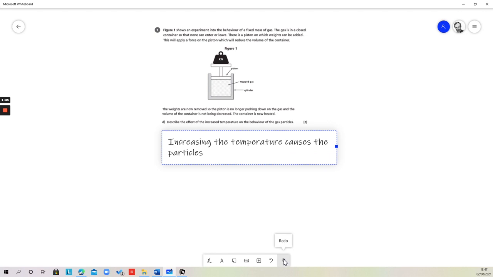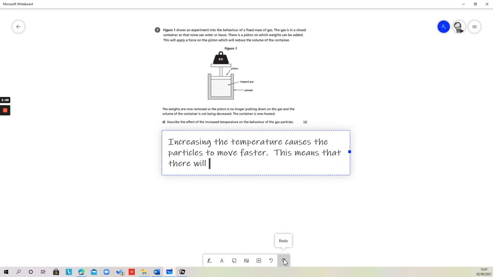the particles, because remember we're talking about the particles in the gas here, and it's useful to describe their movement. So increasing the temperature causes the particles to move faster. Okay, the particles will have more kinetic energy as a result of increasing the temperature. And we can now go on to say this means that, thinking about the particle action, there will be more collisions, both one particle colliding with another and also particles colliding with the sides of the container.